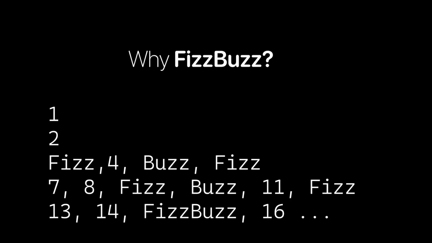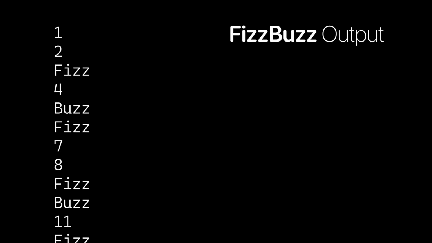And the programming version just produces this output, printing out either the number or fizz or buzz or FizzBuzz. And usually when we're programming it, we're gonna go up to some number of rounds. 100 is common, or you could pass it in as an argument. That's what we'll do today.